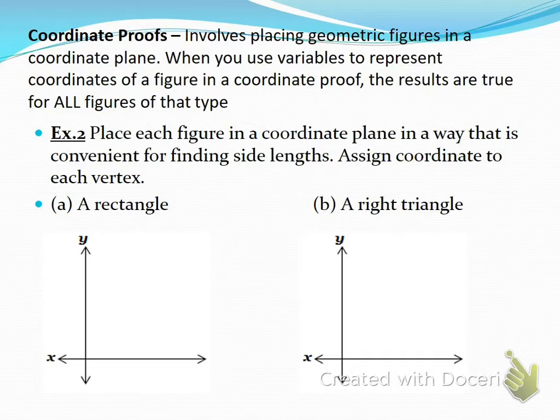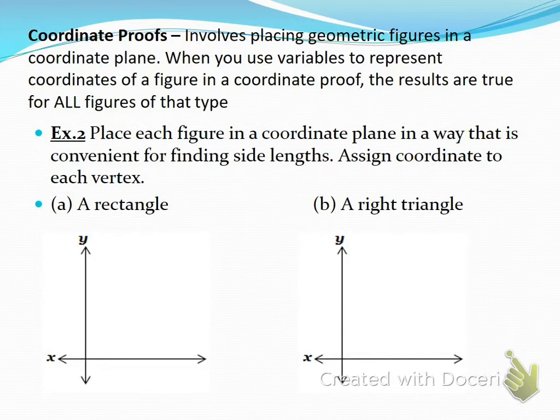All right, let's move on and talk about coordinate proofs. Coordinate proofs involve placing geometric figures in a coordinate plane. When you use variables to represent coordinates of a figure in a coordinate proof, the results are true for all figures of that type. So we are asked to place each figure in a coordinate plane in a way that is convenient to finding the side lengths. Assign coordinates to each vertex. Now, notice there are no numbers here, so we are going to be attempting to do this without using any actual numbers, just with variables.